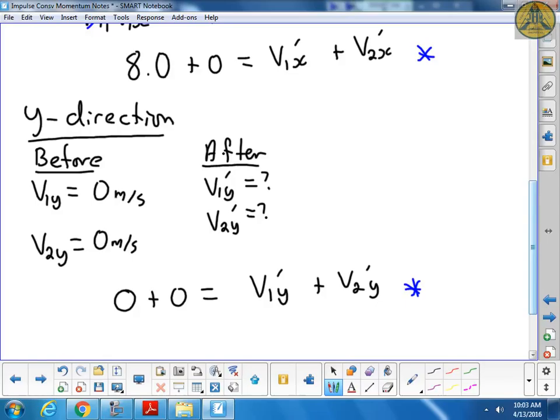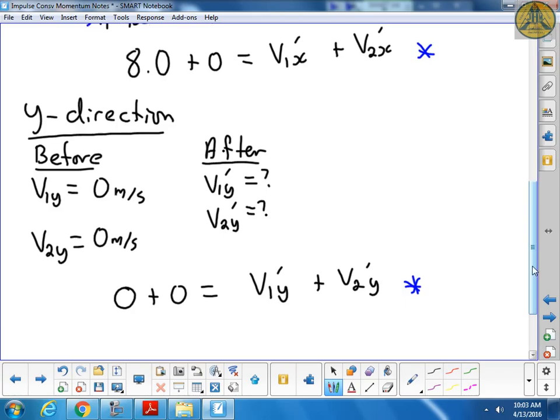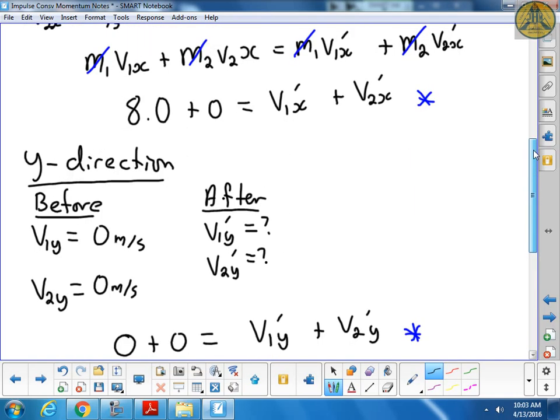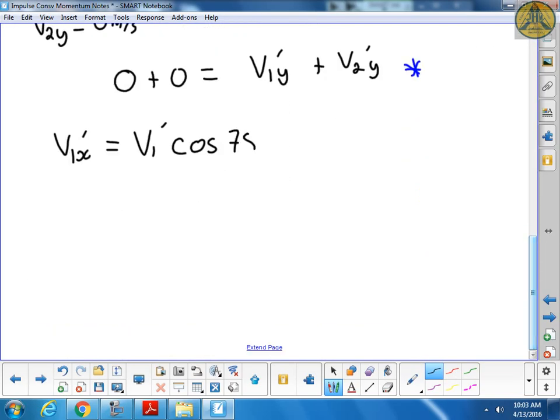V1x prime is the velocity of object 1, its magnitude after the collision, right? Cosine, its angle, 48. I wrote 78. Oh, why would 78? I said 48. Check the tape, rewind it when you're watching this. 48. Object 1's y velocity after the collision is its magnitude sine 48. Let's do object number 2 after the collision. Oh, no x. Yeah, I want x. Is the magnitude of object 2 after the collision cosine 42. Object 2's y component after the collision is its magnitude of its velocity after the collision sine 42.